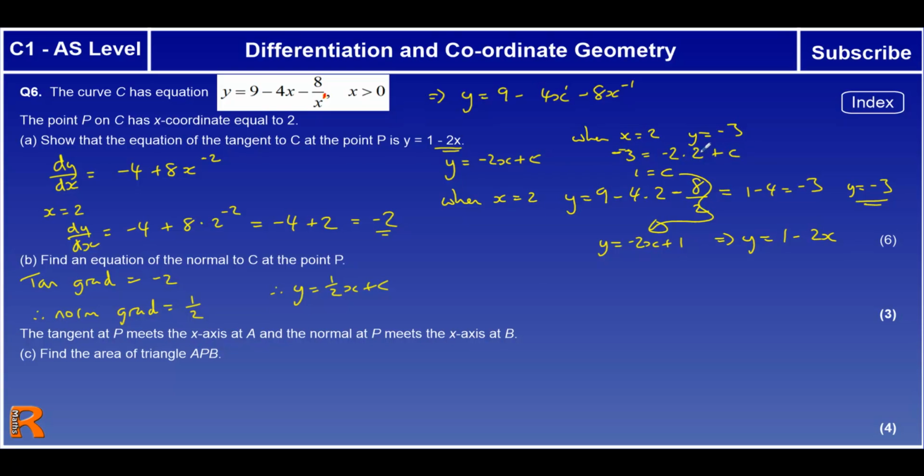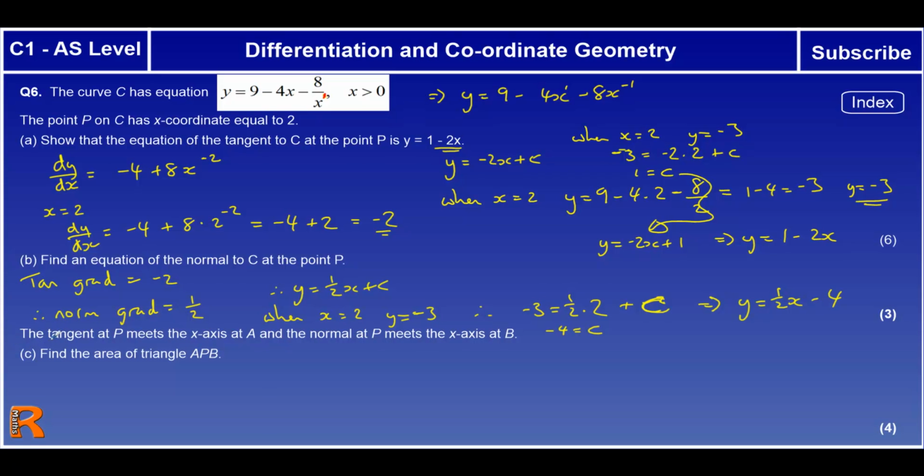We've got the coordinate 2, minus 3. When x equals 2, y equals minus 3. Therefore minus 3 equals a half times 2, plus c, that's what we're trying to find. So a half of 2 is 1, take it to this side, we get minus 4 equals c, which tells us that y equals a half x minus 4.